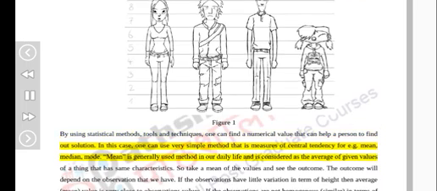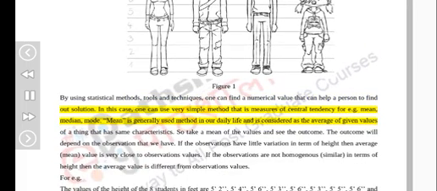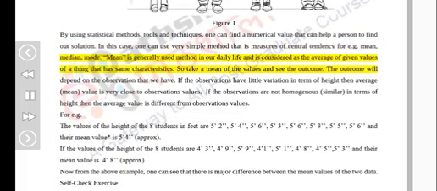In this case, one can use a very simple method, that is, measures of central tendency, for example mean, median, mode. Mean is the generally used method in our daily life and is considered as the average of given values of a thing that has the same characteristics. So take a mean of the values and see the outcome.